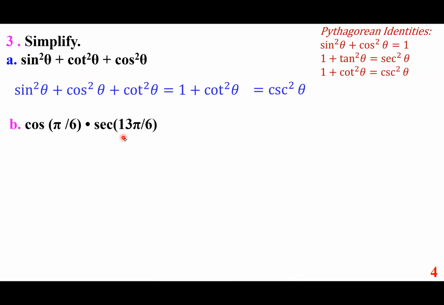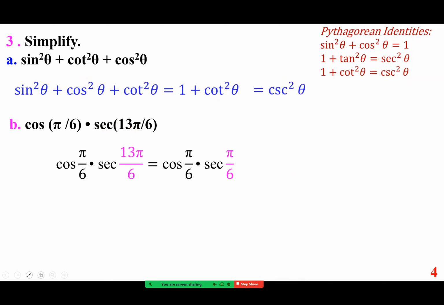Cosine of that angle times secant of 13 pi over 6. This one, 12 pi over 6 is equal to 2 pi. So we can take off 12 pi over 6, minus 2 pi. And secant is the reciprocal of cosine. So it's equal to 1.